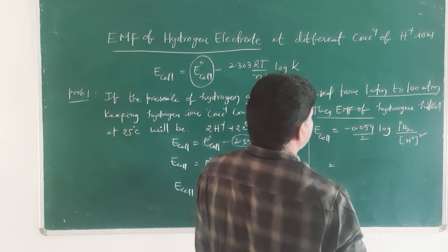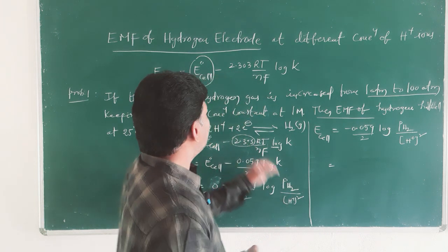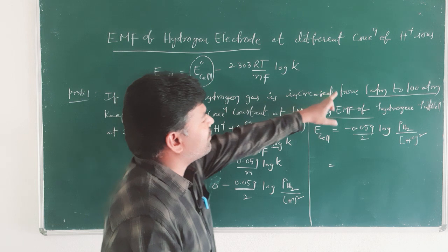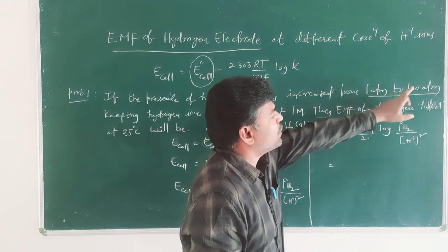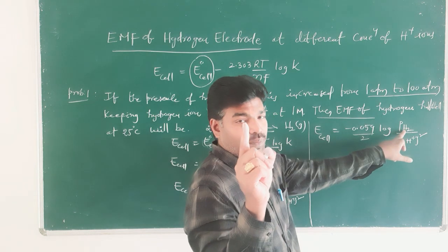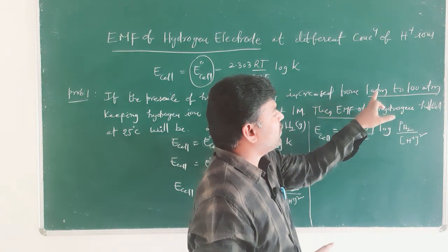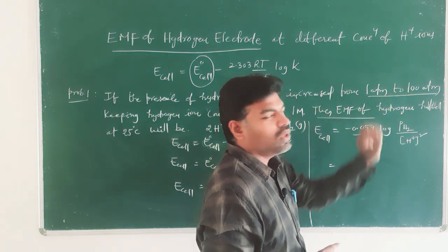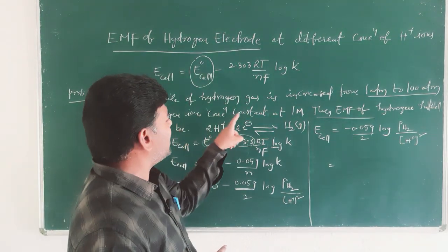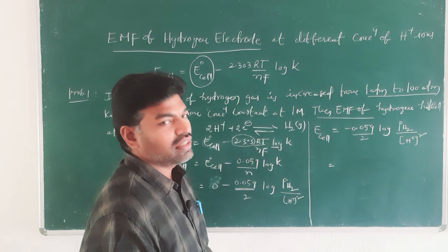So, what the given data is: the pressure of hydrogen gas is increased from 1 atmosphere to 100 atmosphere. Actually, the partial pressure of H2 is 1 atmosphere, but here the 1 atmosphere pressure is increased to 100 atmosphere, keeping the hydrogen ion concentration constant at 1 molar, right.